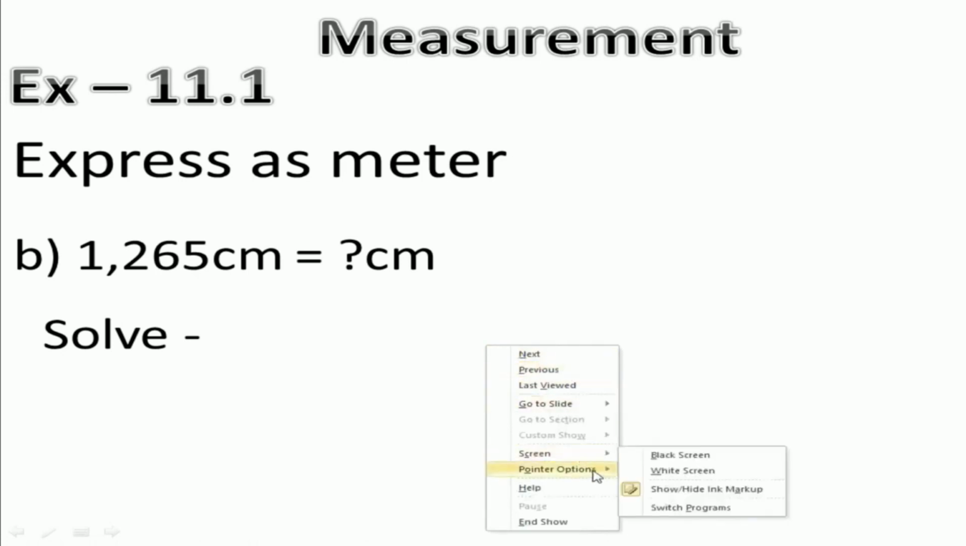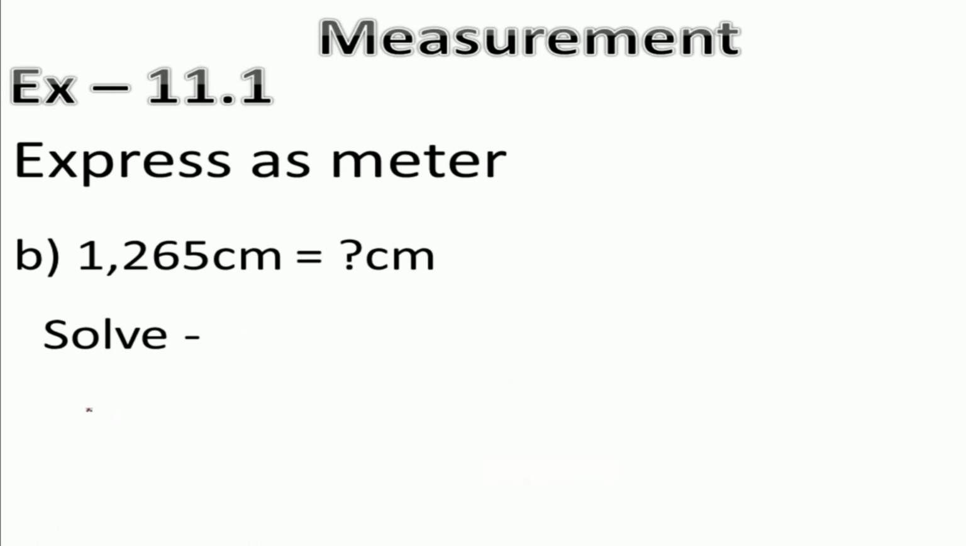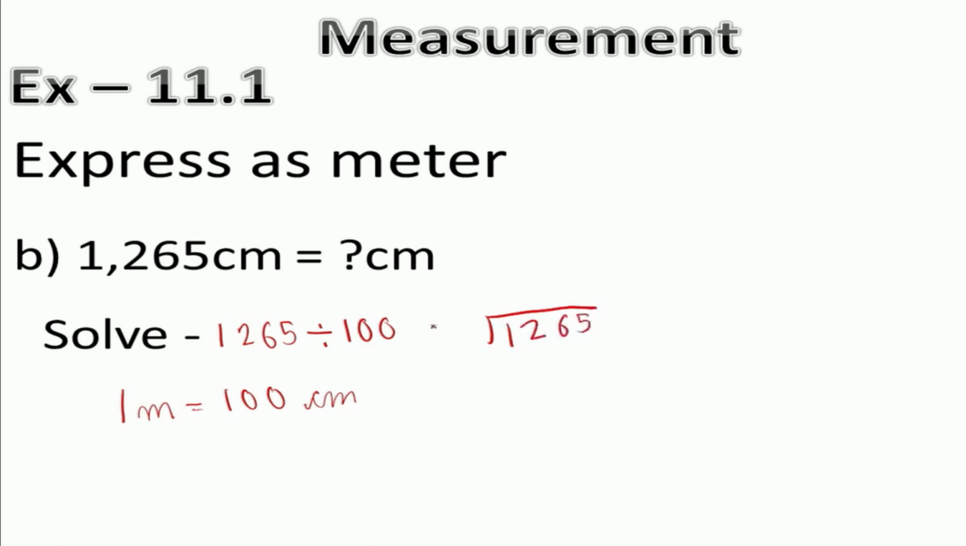Next, 1265 centimeter. As we all know, 1 meter equals 100 centimeter. So we will divide 1265 by 100. So let's divide 1265 by 100.